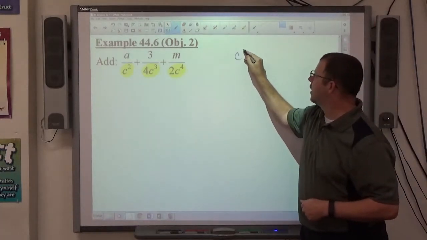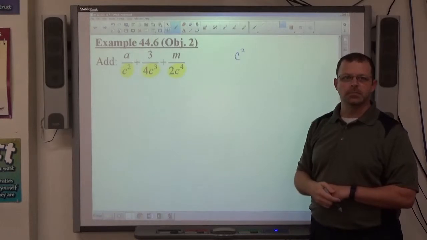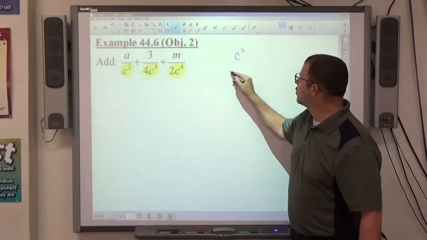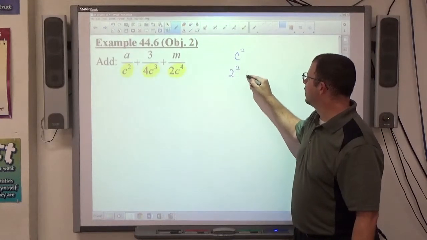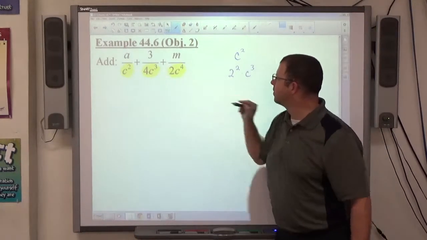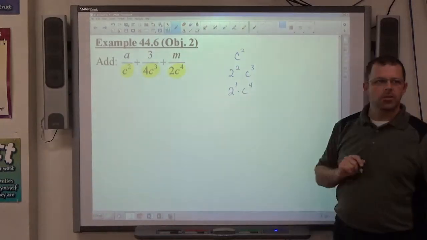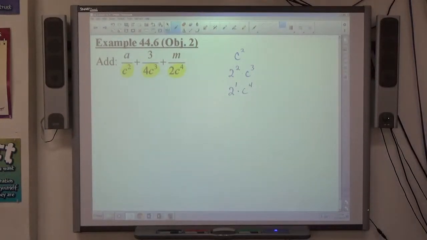But c squared, again, I can't make that any prettier, right? C is prime, so c squared is a prime number squared. 4 is 2 squared, and c is c cubed for the second one. And then 2c to the fourth, that's 2 to the first, c to the fourth. So again, you're looking at the prime power factorization of each denominator in order to establish the least common multiple.